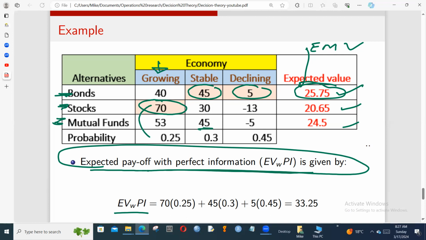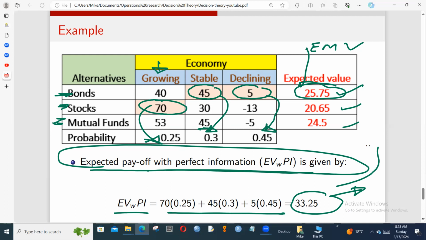It will be this 70 times the probability of that season, 0.25, plus 45 times the probability of that season of economy, 0.3, then plus 5 times that. When we sum those three, this is the return in terms of profit with perfect information. If they are dollars, it is 33.25. You can see this is higher than without perfect information, where just based on expected monetary value we are getting 25.75.